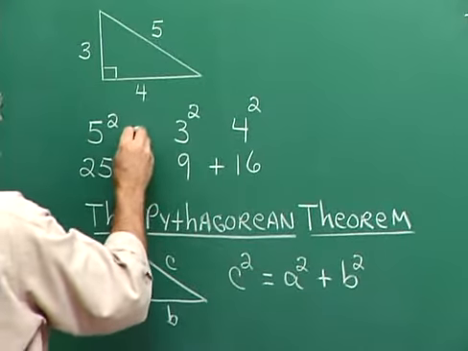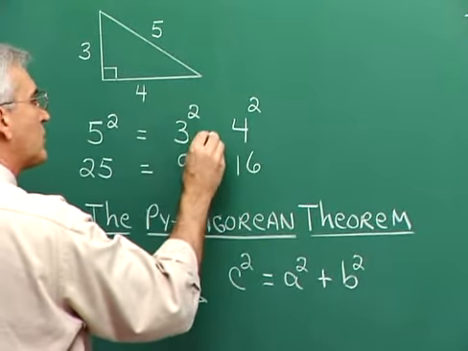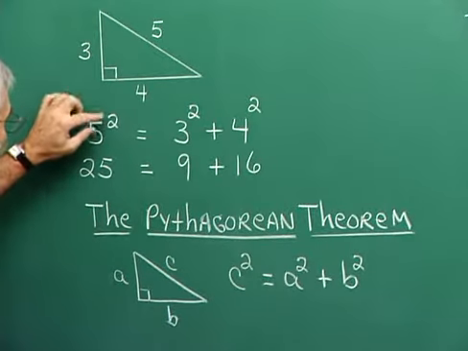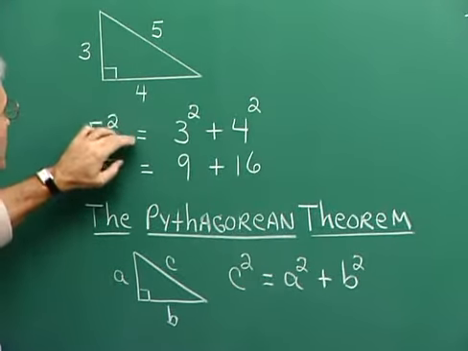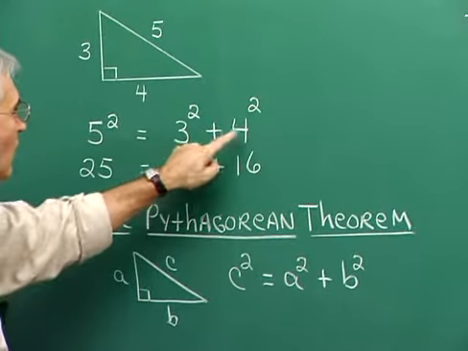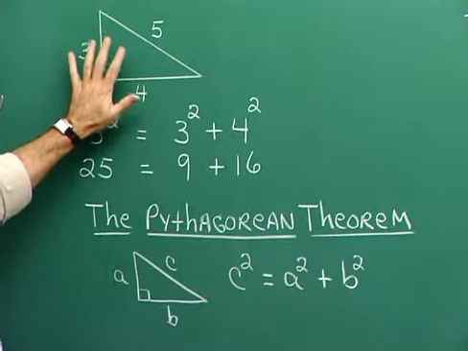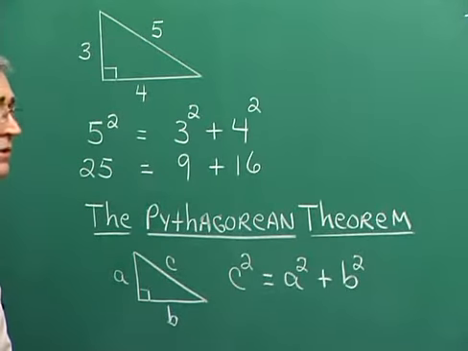And we can backtrack here and say 5 squared is equal to 3 squared plus 4 squared, or we can say that the hypotenuse squared, generally, is equal to the sum of the squares of the 2 legs in a right triangle. And that's what his theorem is all about.